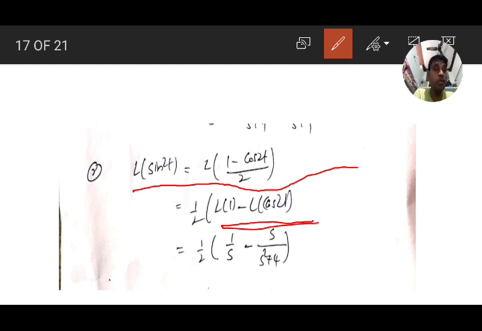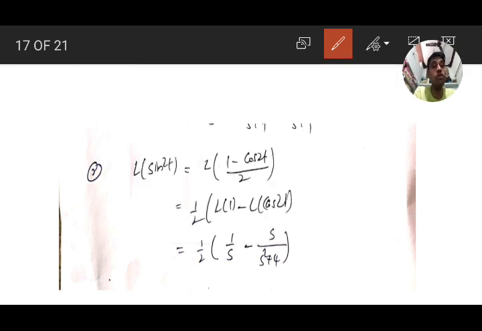Okay, L of cos 2t. So L of 1, L of k formula is 1 by k by s, meaning k equal to 1, so 1 by s. L of cos 2t is s by s square plus a square, so s by s square plus 2 square, meaning s square plus 4. This is the final answer: 1 by 2 into 1 by s minus s by s square plus 4.